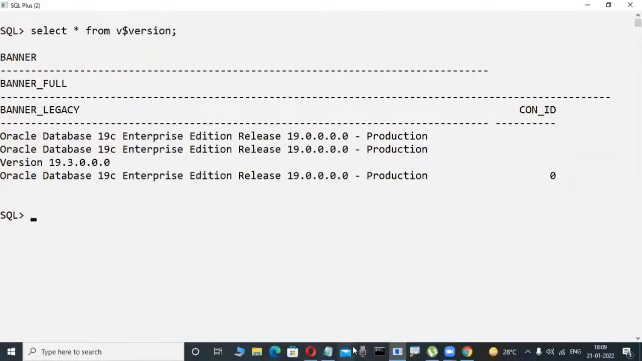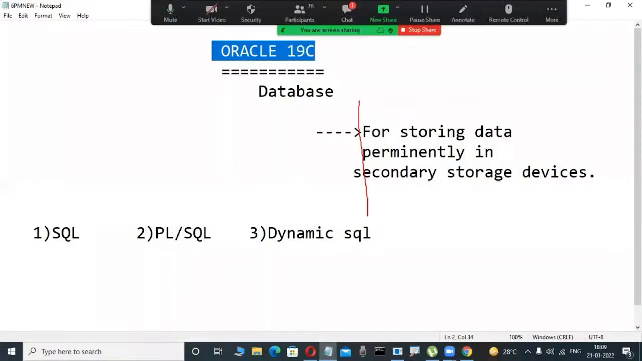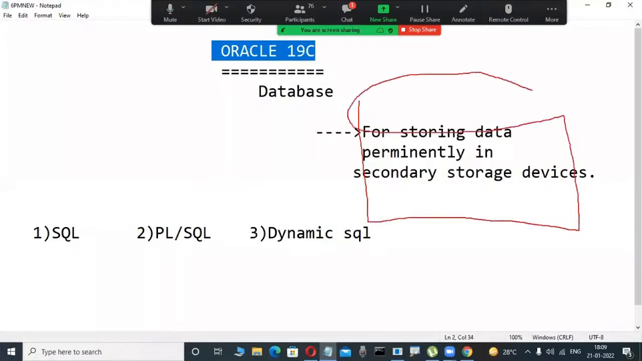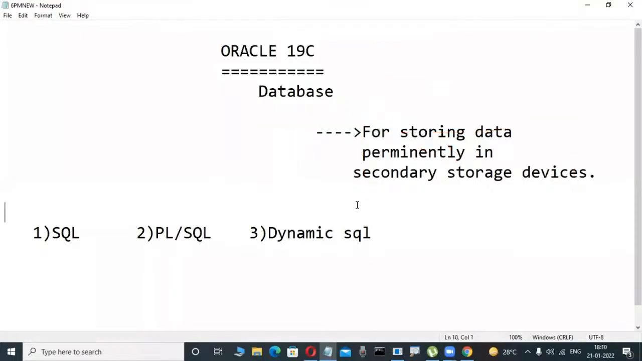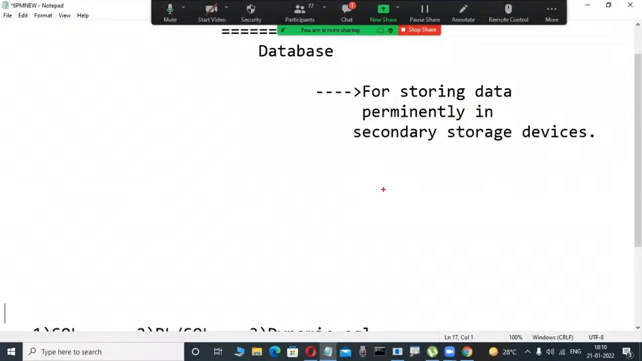What does this database mean? Once we install Oracle software, some place is automatically created on a disk. In this place, we permanently store data. But these types of databases are relational databases. These database software have been available from 1970 onwards.